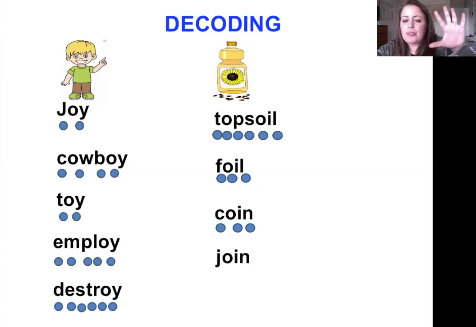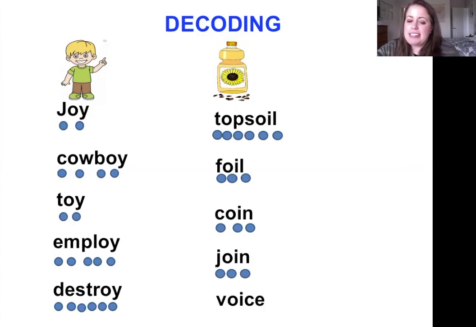Let's tap it out. Join. Great job. Last but not least, again, I see the OI pattern in the medial position. I also see the letters C and E at the end, and I know sometimes they can make the S sound just like the letter S would. Okay, let's tap it out. Voice.